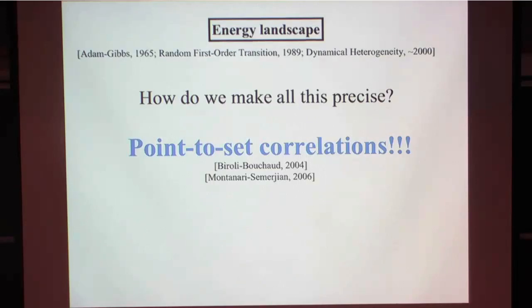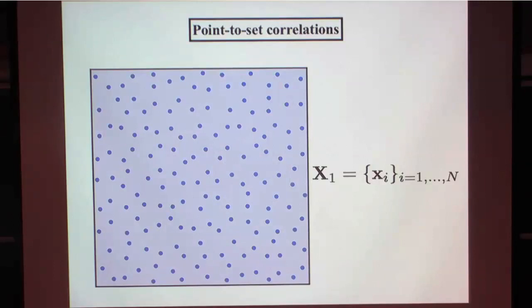Okay. So since this notion of point-to-set correlation is not so common outside the glassy physics community, let me define it for you. First, you take a molecular configuration from a Boltzmann ensemble. X1 is a bunch of molecules. So take a snapshot of your system.